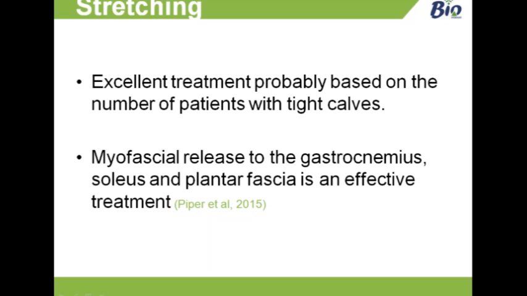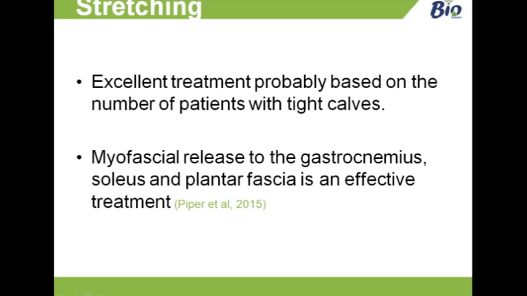I think the current thinking with calf stretches is holding the stretch for 20 to 30 seconds, repeating it 3 times and then doing it 3 times a day. And I don't know about you, but I find the problem with this is that patients just aren't good at doing their exercises.